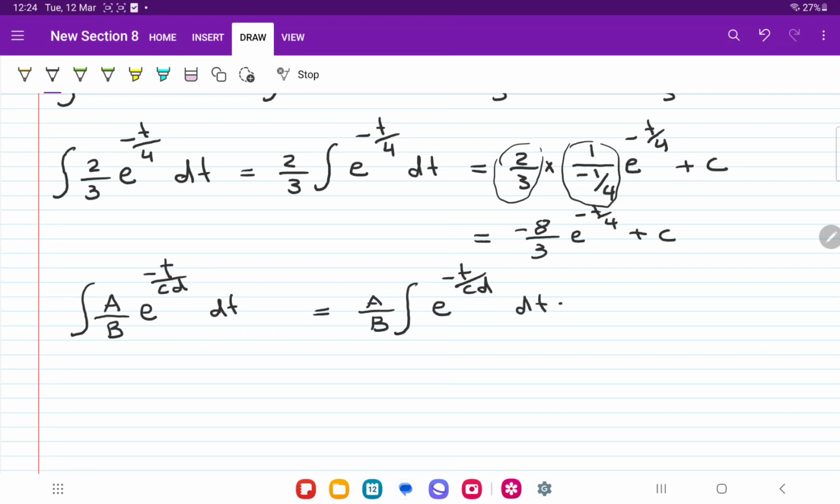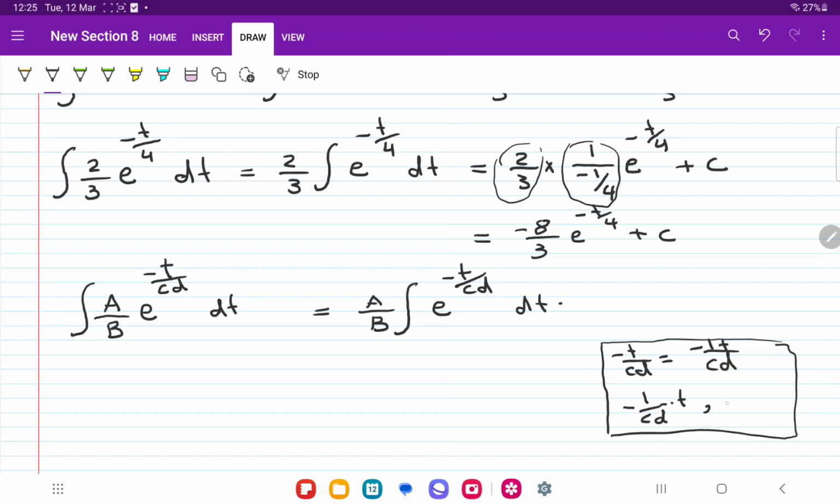On one side, I'm just going to show you what the value of a is. Minus t over cd is the same as minus 1 t over cd. I'm going to separate the number from the variable t, so it will be minus 1 over cd times t. So the value of a is minus 1 over cd. Let's integrate the function.